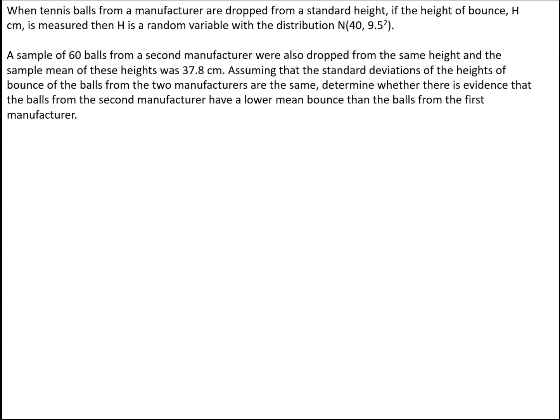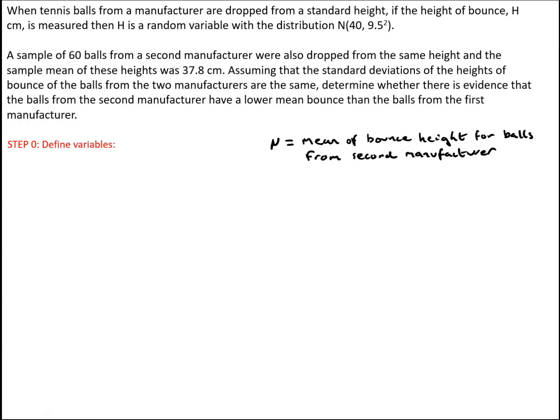So we'll answer this using our procedure for a p-value test. We must start by defining our variables. Let mu be the mean of the bounce height for balls from the second manufacturer. We need to state our hypotheses. The null hypothesis is that mu is the same as the mean for the first manufacturer, in other words, mu is 40. The alternative hypothesis is that the second manufacturer's balls have a lower bounce height than the first manufacturer's ones, in other words, that mu is less than 40.